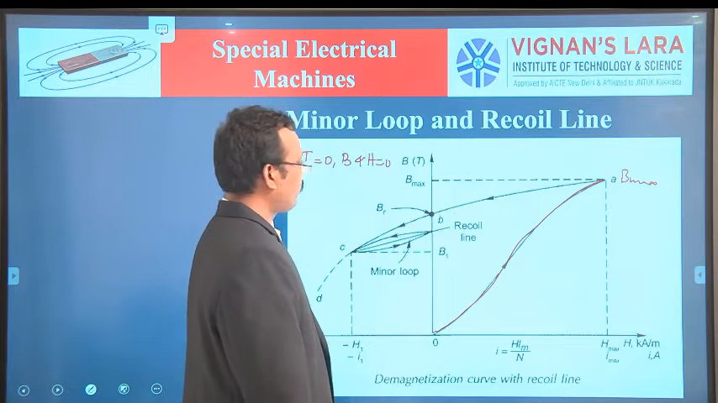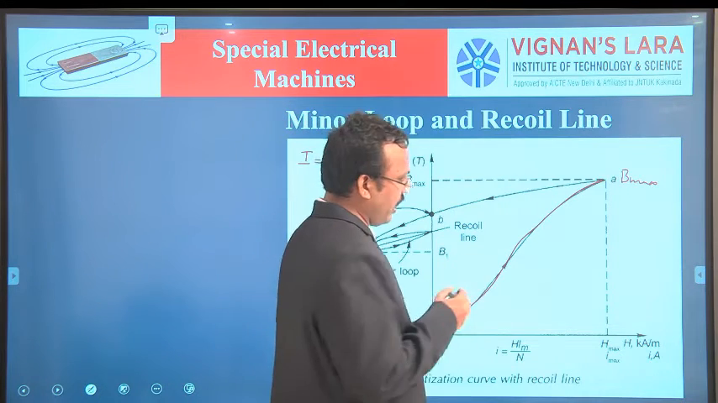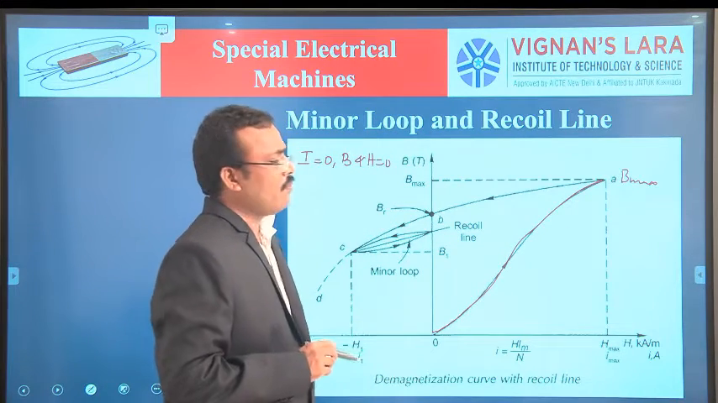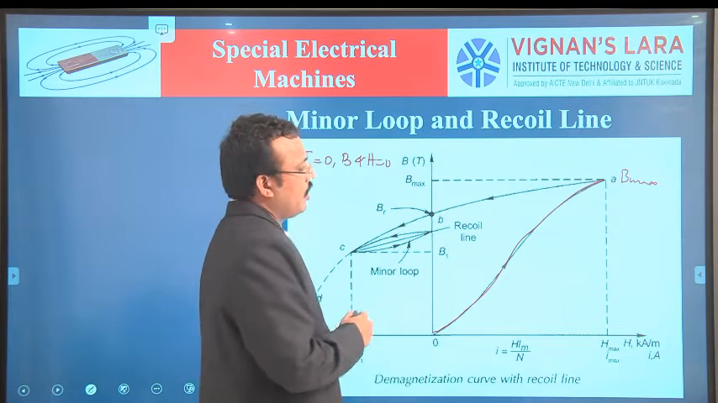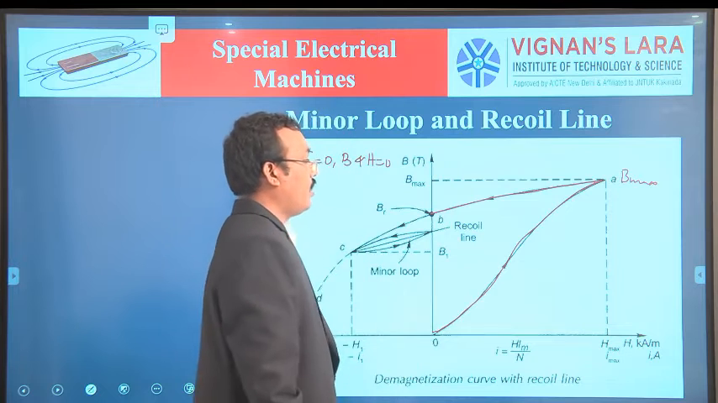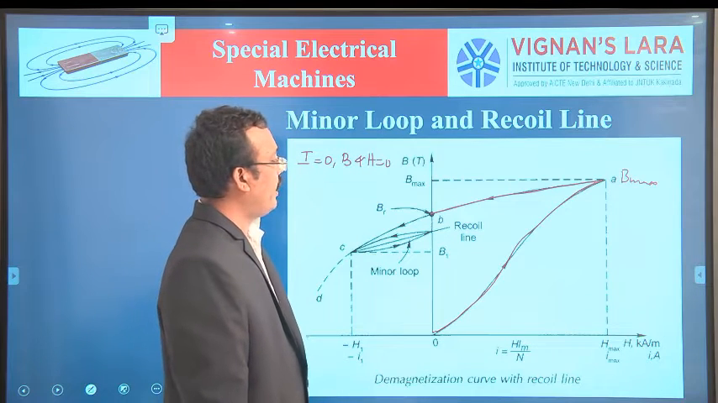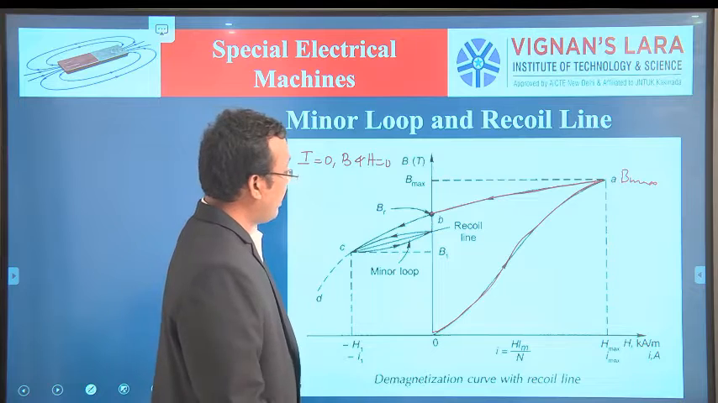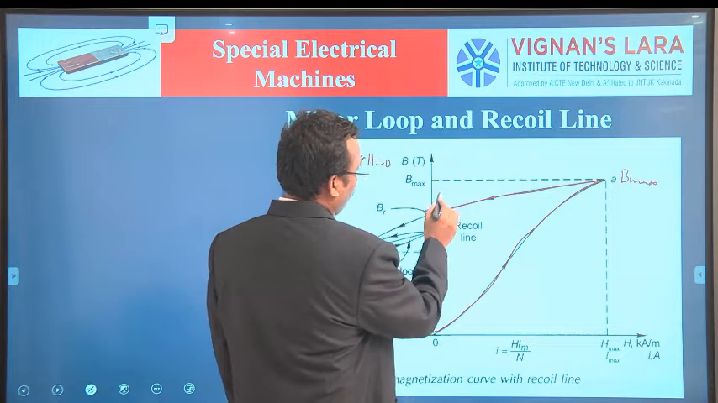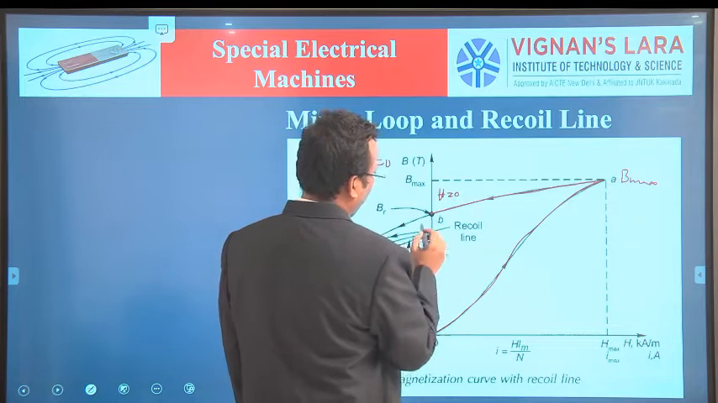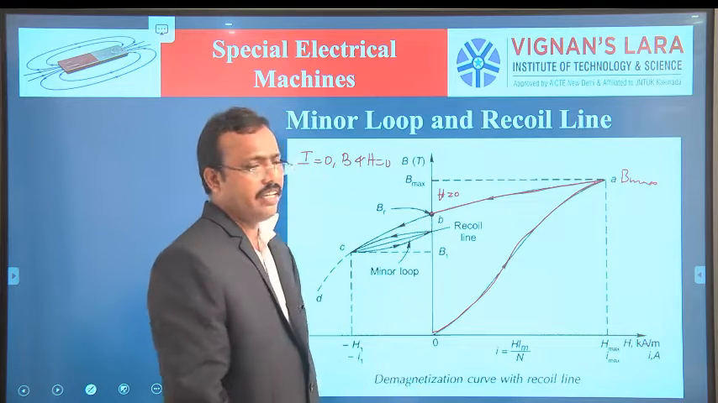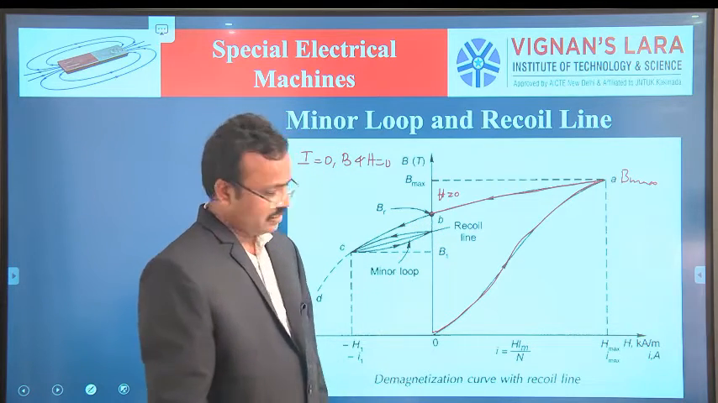Now assume that the current I is the maximum. The current is decreased from the saturating point to a certain value. The curve meets at point B on the y-axis. At this point the value of H equal to 0. The 0 to B, BR, equals the residual flux density or retentive flux density.